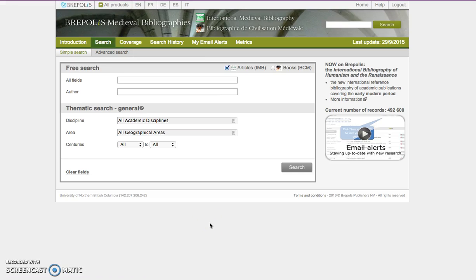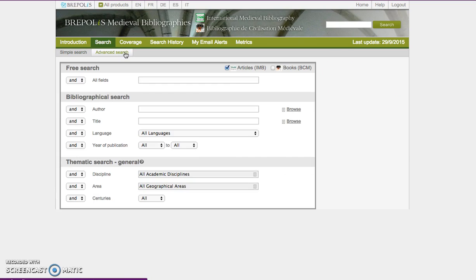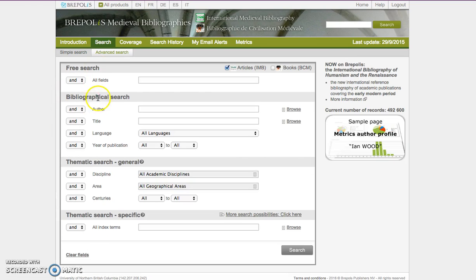So when you get to the IMB, this is what your search page is going to look like. And this is a very broad search page, which can be helpful in some ways, but also very overwhelming. So I would suggest that you go to advanced search instead. And you'll see here that it gives you a lot more categories to help narrow your search down. So you can still do your broad general keywords, but you can also choose languages, geographical areas, and centuries.